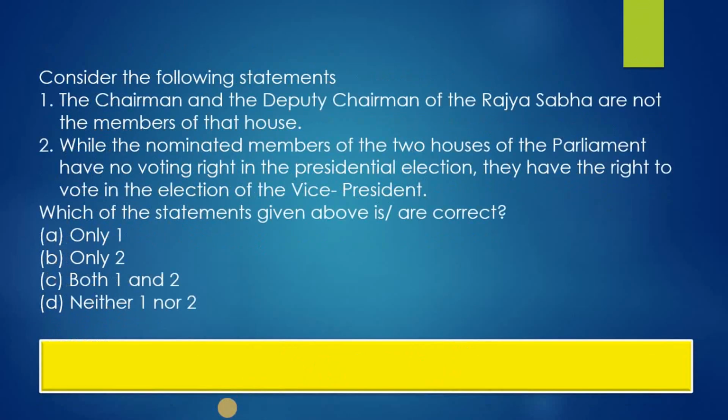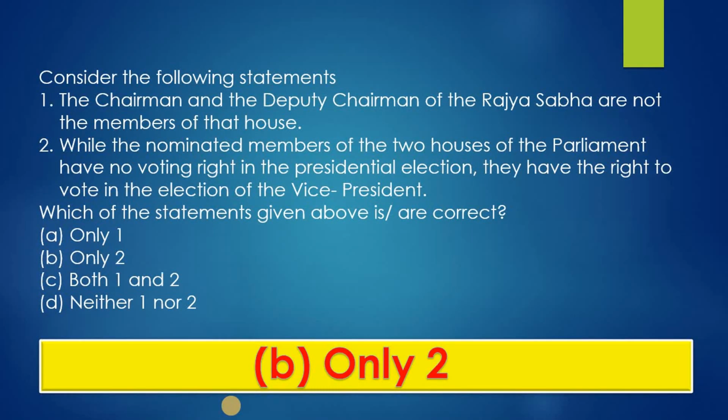Okay, next question. Consider the following statements. The chairman and deputy chairman of the Rajya Sabha are not the members of that house, while the nominated members of the two houses of the parliament have no voting rights in the presidential election. They have the right to vote in the election of the vice president. Which of the statements is correct? Only 1, only 2, both 1 and 2, or neither 1 nor 2. So the answer is option number B, only 2. That is, only the second statement is correct.